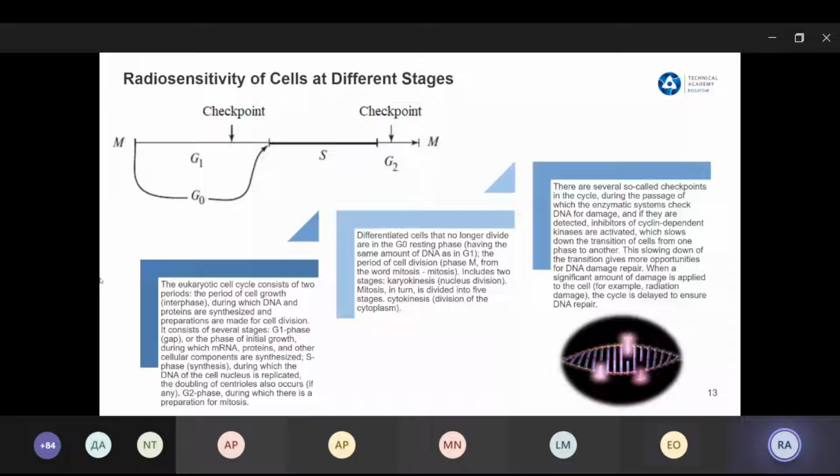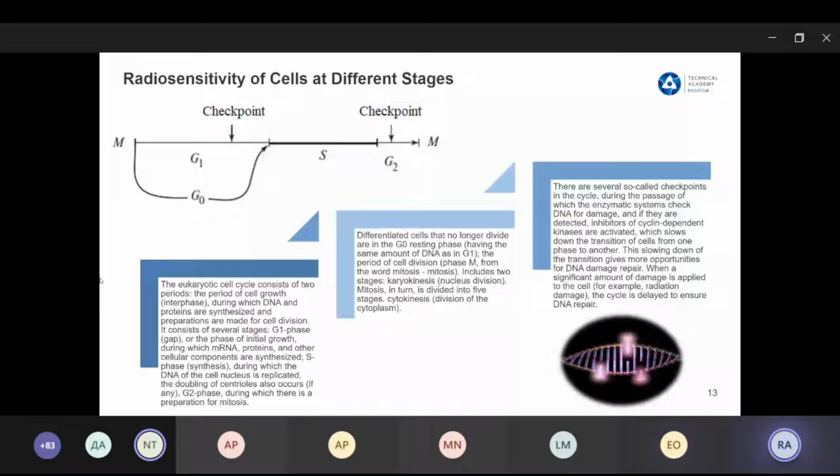The period of cell division, phase M, from the word mitosis, includes two stages: karyokinesis, nucleus division. Mitosis in turn is divided into 5 stages. And cytokinesis, division of the cytoplasm.